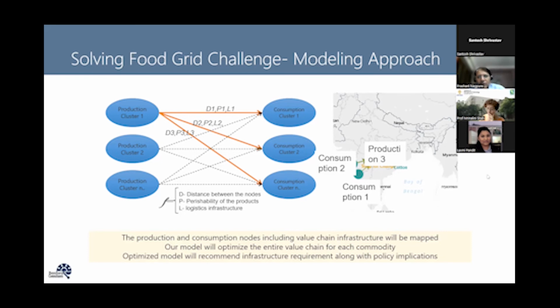So the production and consumption nodes, including the value chain, will be mapped. The idea was that we will optimize the entire value chain for each commodity. And I will walk you through one of the commodities, potatoes, the work that we did. The optimized model essentially will recommend the infrastructure requirements.